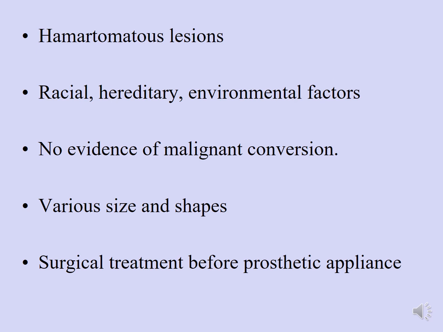They come in various sizes and shapes. There are many different papers that have been published, even from Malaysia, on characterizing torus. Surgical treatment before a prosthetic appliance is given is something that's very important. One benefit, or I should say, a collateral benefit of this lesion is the fact that these lesions are a good source for bone grafting, for maybe implant surgeries or even periodontal surgeries. So this is a very good source of bone graft.